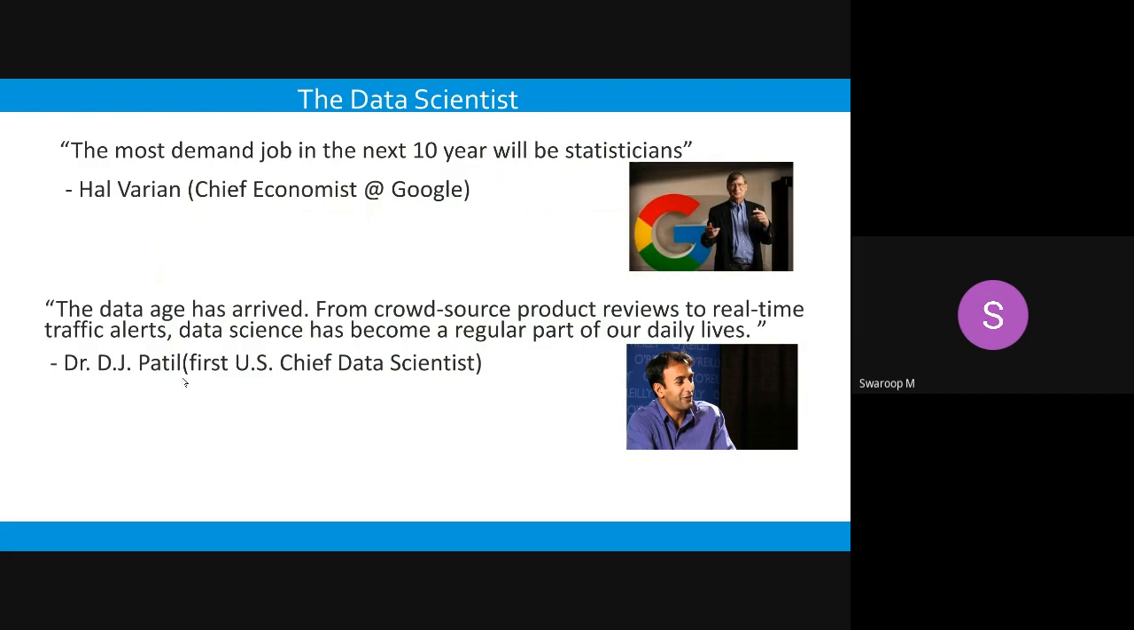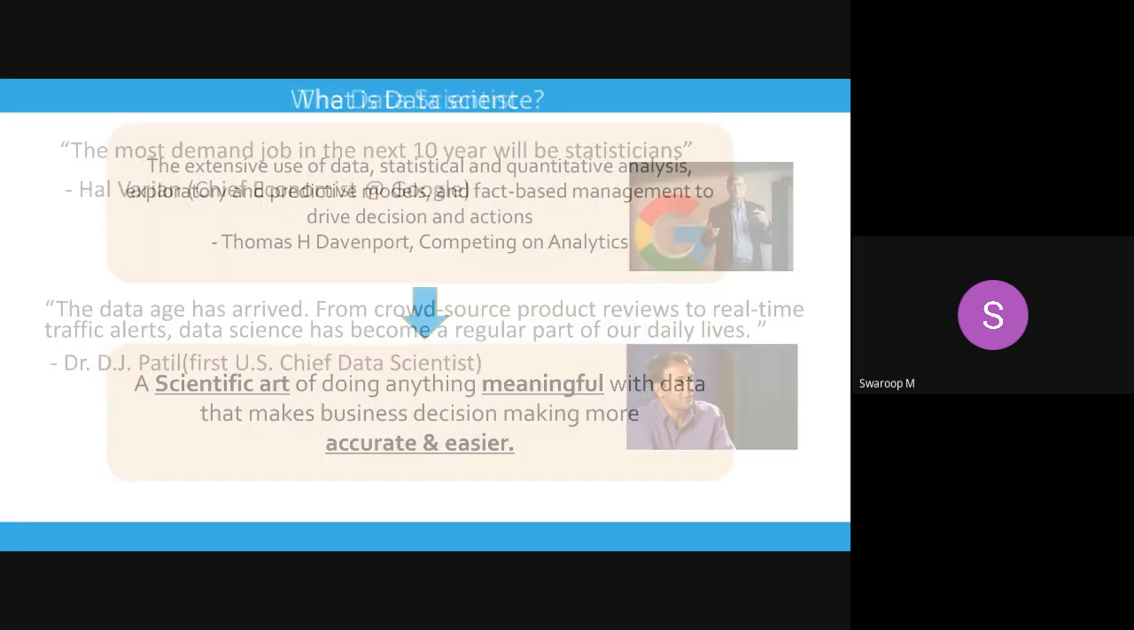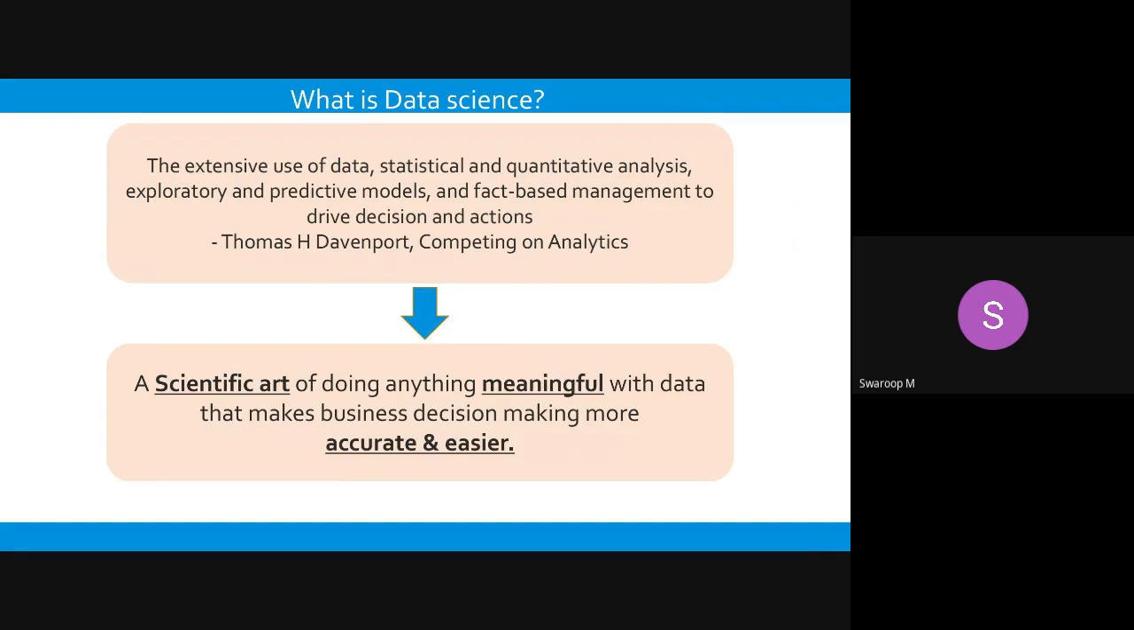So the first US chief data scientist. These are the popular figures giving their statements about the data science concept and what exactly the meaning of data science is. Here we can see the statement: the extensive use of data, statistical and quantitative analysis, exploratory and predictive models, and fact-based management to drive decisions and actions.